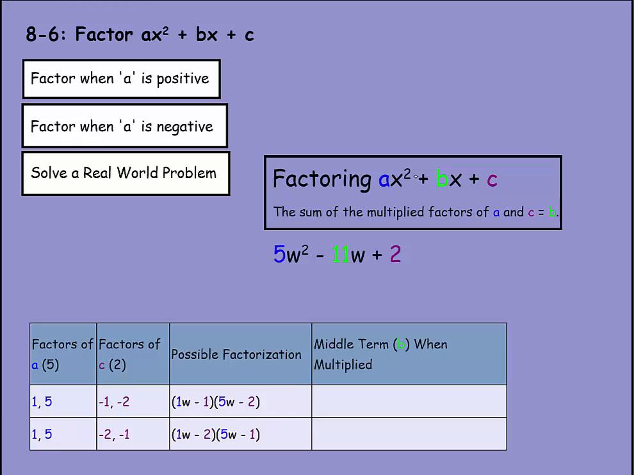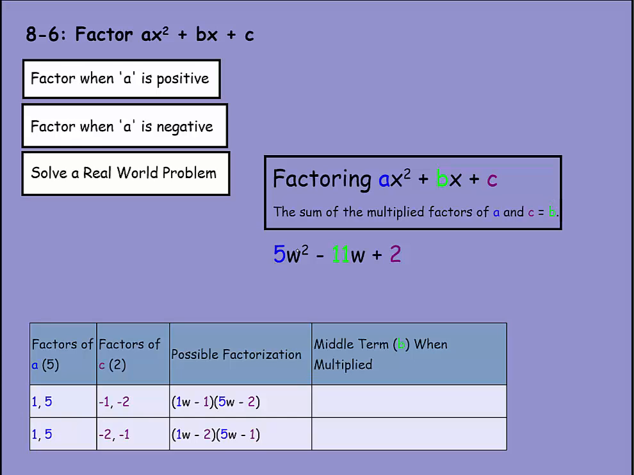When we factor this expression, I need to find the factors of a and the factors of c, and when they're multiplied together, their sum should equal b. And that's what this means here. The sum of the multiplied factors of a and c equals b. So what does that mean? Let's use an example to explain that.